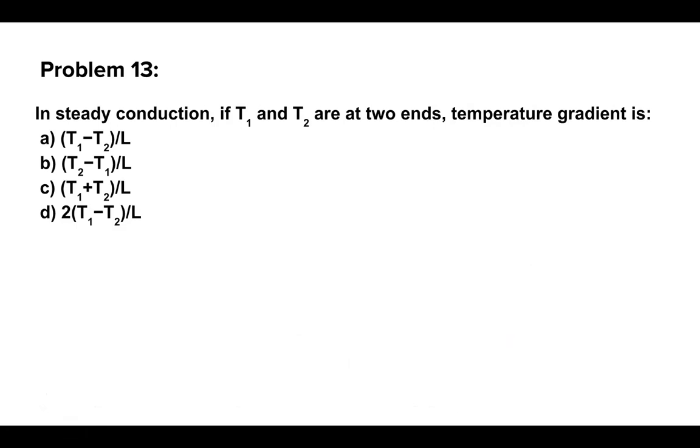And at steady state, if T1 and T2 are at the two ends, what will be the temperature gradient? Any answers? I think there is something missing. The heat flow has to be along the negative temperature gradient, right? So what you will do is it will be T2 minus T1 divided by L. That is option B.